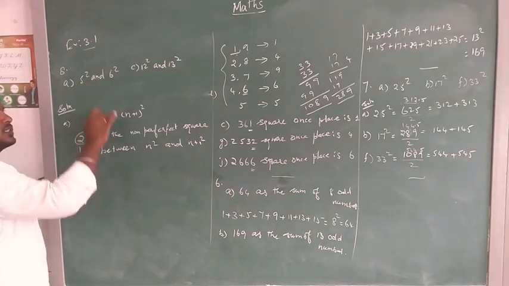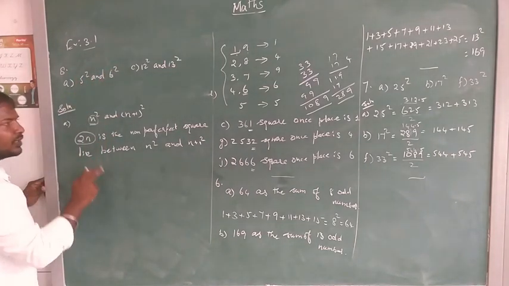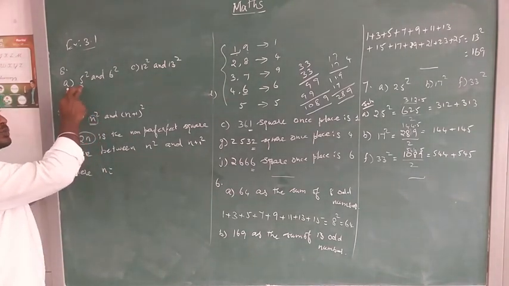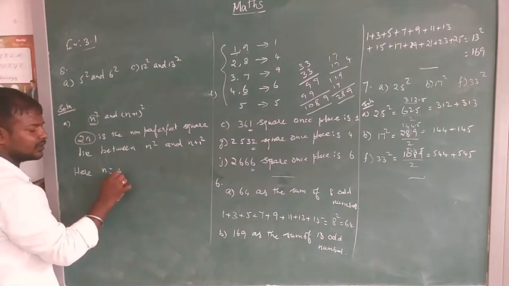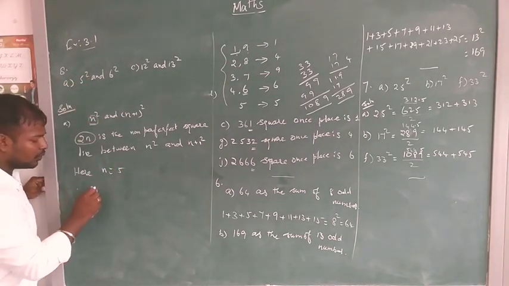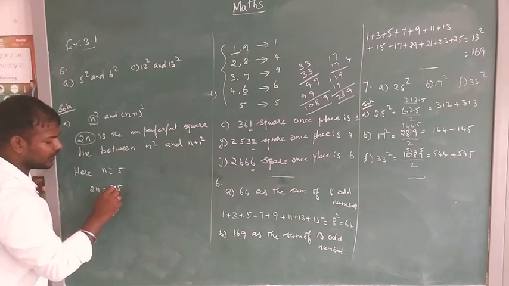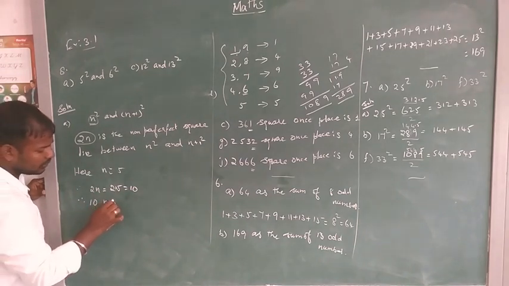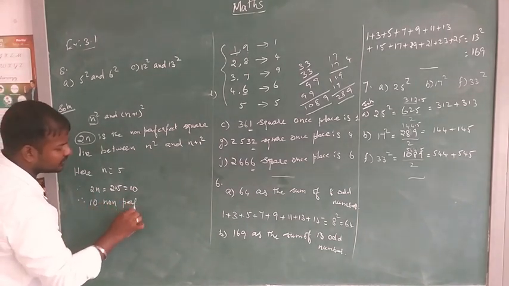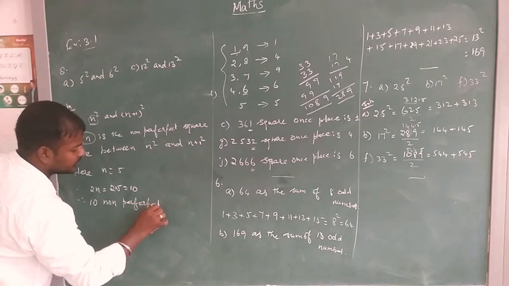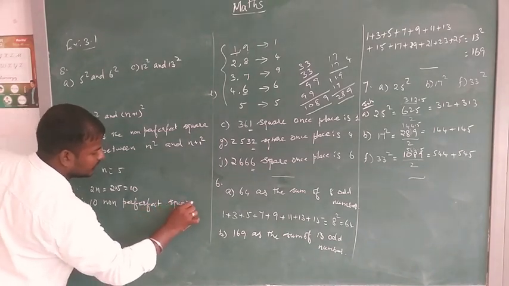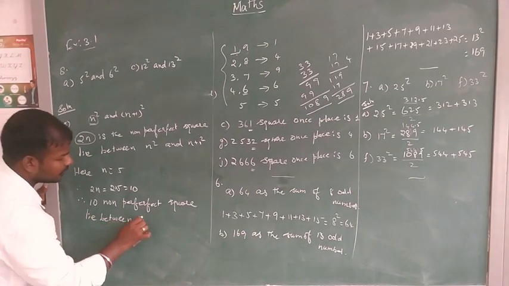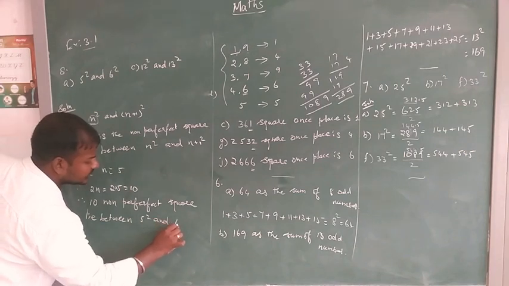So you compare this to this one. Here 5 square and 6 square. So here what is your n? Here n is equal to your smaller number, 5. So your n is equal to 5. Therefore 2 into n is equal to 2 into 5, which is equal to 10. Therefore 10 non-perfect squares lie between 5 square and 6 square.